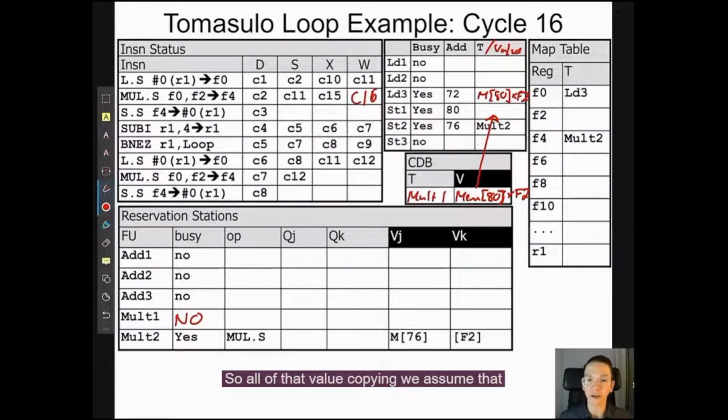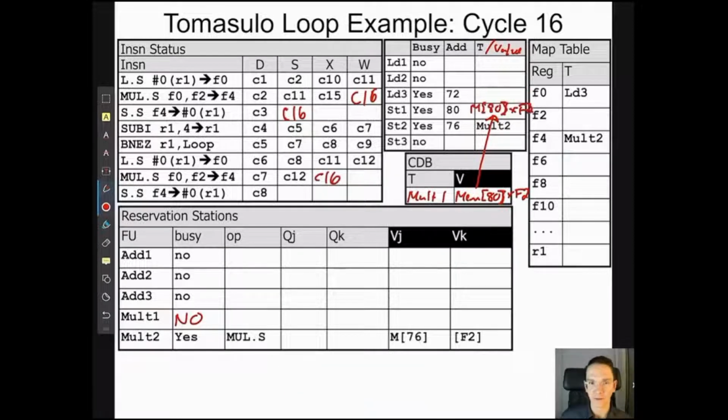So all of that value copying, we assume that happened in the first half of the cycle, and by the second half of the cycle in the issue stage, the store reservation station recognizes it's now safe to issue the store, and so this first store starts its issue in cycle 16. And the other news in this cycle is that the second multiply has finished its execute. It's 4 cycles of execution. It's now coming to completion. So it finishes its execute at cycle 16 as well.